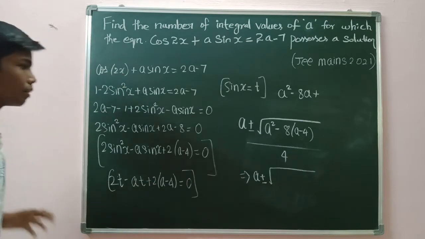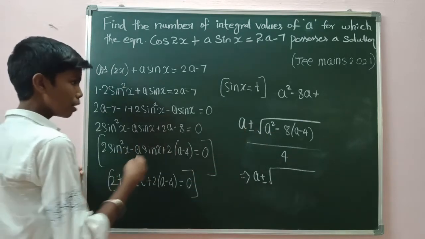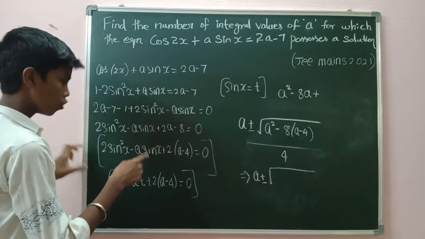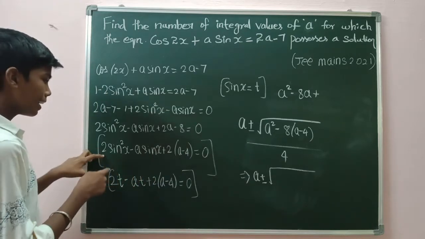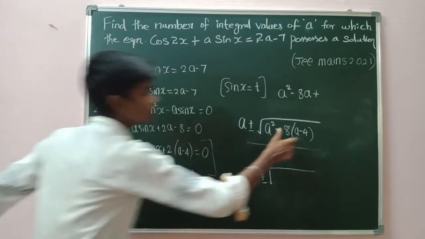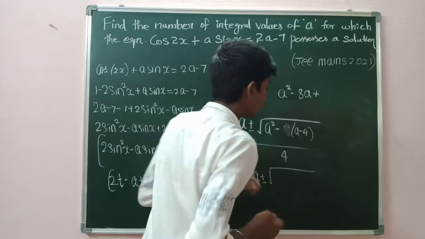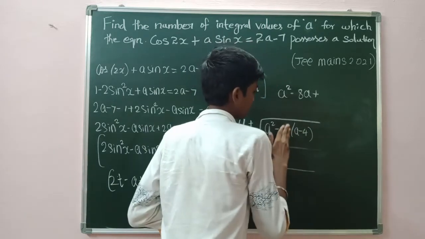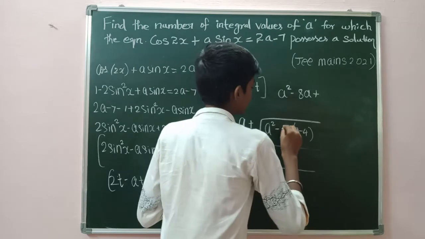So b square minus 4ac will be 4 into a into a. So I think it will be 16. Sorry, I calculated wrong. So this will be 16.